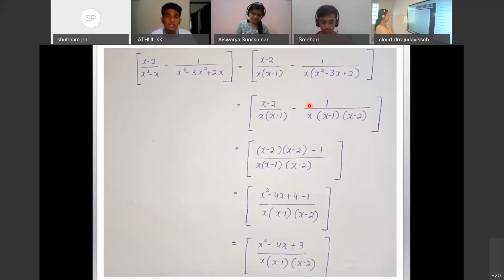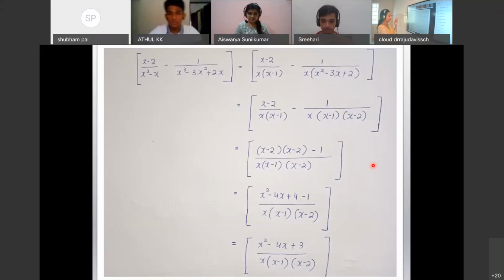So we get x minus 2 by x into x minus 1, minus 1 by, again in the denominator, we are taking an x common. So it becomes 1 by x into x square minus 3x plus 2. And x square minus 3x plus 2 is again of the quadratic form. So we are factorizing that and we get x minus 1 into x minus 2.